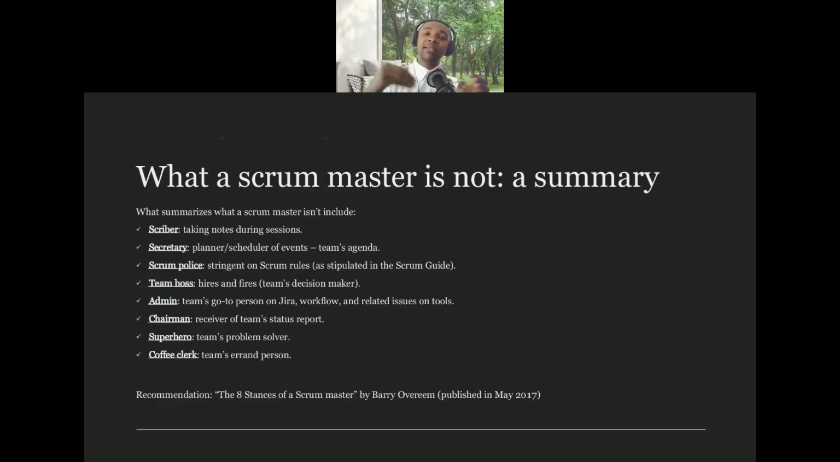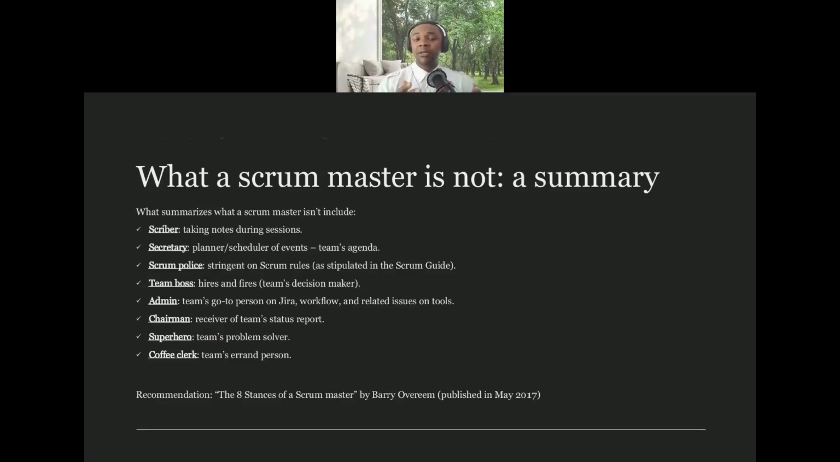So I'm taking this presentation as a stepping stone to Barry Overeem's explanation, because I wanted to shed light in order to clear some of the misconceptions and misinterpretations people might have about what a Scrum Master does. Some people think that a Scrum Master is a scribe, someone who is always making notes in each of the Scrum ceremonies or each of the sessions. That is not a Scrum Master role. A Scrum Master could make a note in order to keep an accurate document about what is going on, but it is not a requirement for a Scrum Master to do.